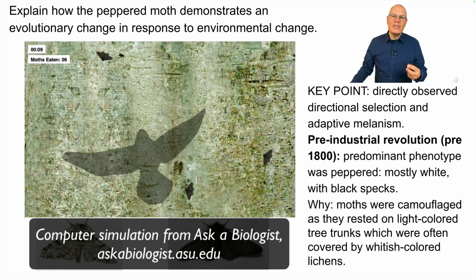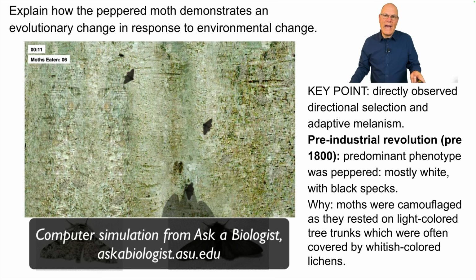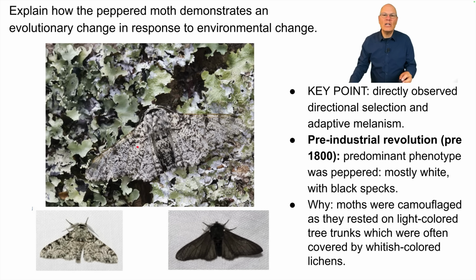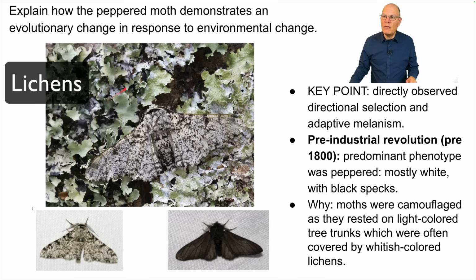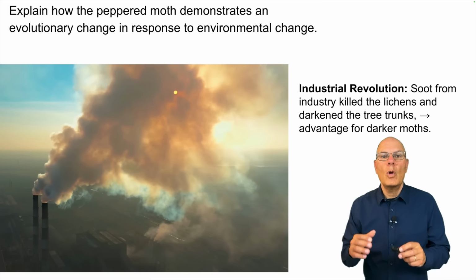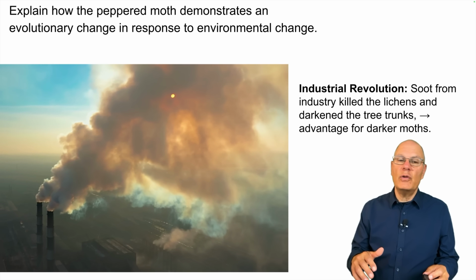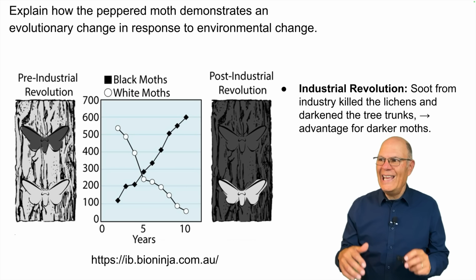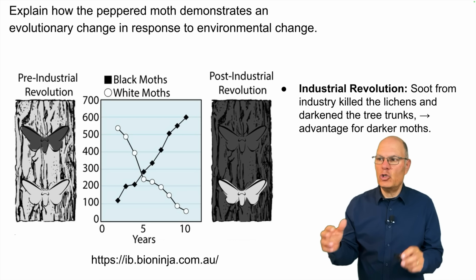Why is this? Because that was a form of adaptive coloration. The moths were camouflaged as they rested on light-colored tree trunks, which were often covered by these whitish-colored lichens. That's the situation before the Industrial Revolution. With the Industrial Revolution, soot from factories was put into the air, it landed on the trees, it killed the lichens and darkened the tree trunks.